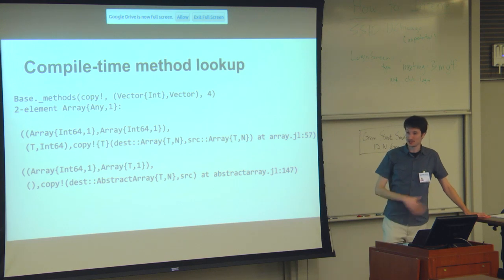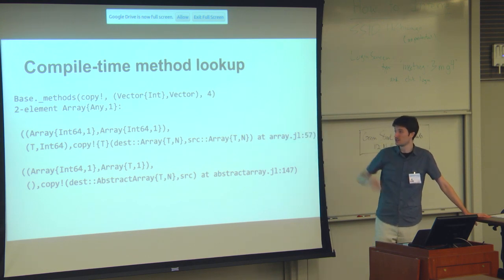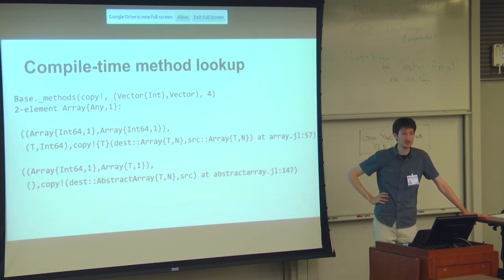So there's the methods function, and then there's also this base dot underscore methods. There's an example here. Say I have a call to copy bang, and for the arguments, I know the first one is vector of int, and the second one I only know that it's a vector, and then the last argument is a limit on the number of matches to return. Because if there are too many matches, it just takes too long to process all of them, so we don't want to.